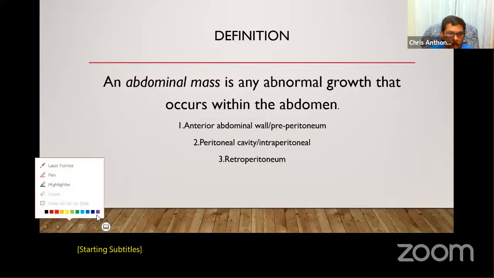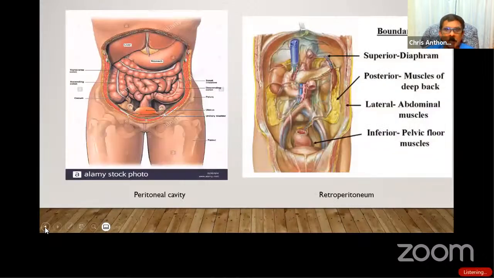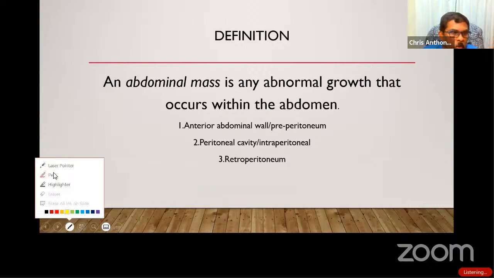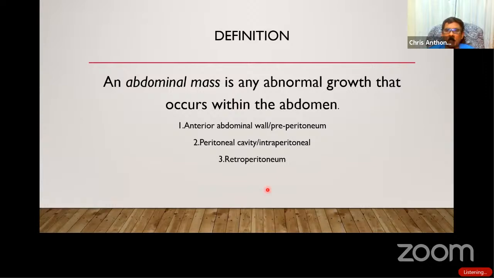Okay, what is the definition of an abdominal mass? By definition, an abdominal mass is any abnormal growth that occurs within the abdomen. The abdomen can be divided into three categories. First, the anterior abdominal wall, which is the pre-peritoneal space. Any tumors or growth that arise here are also considered abdominal tumors.